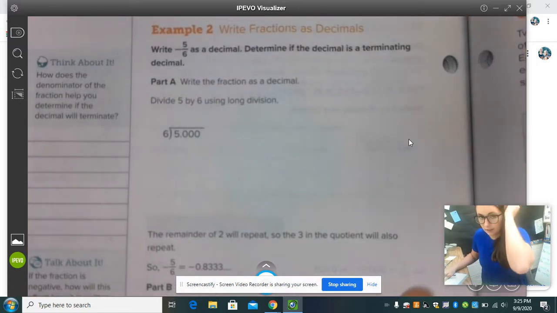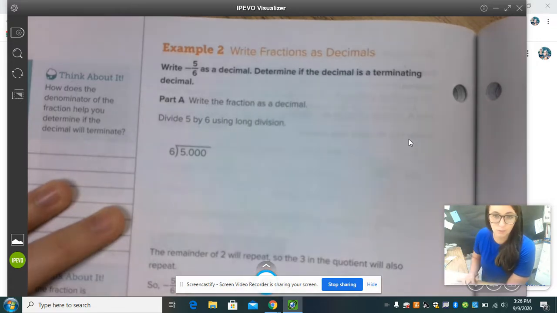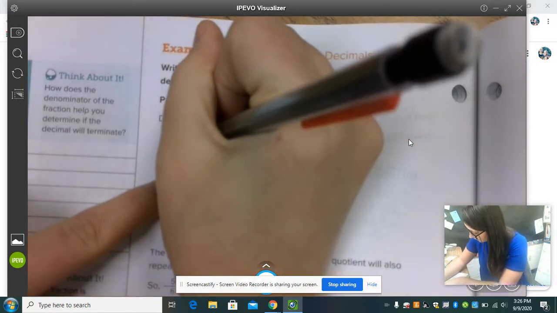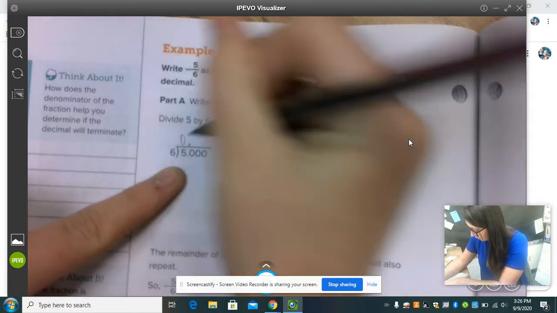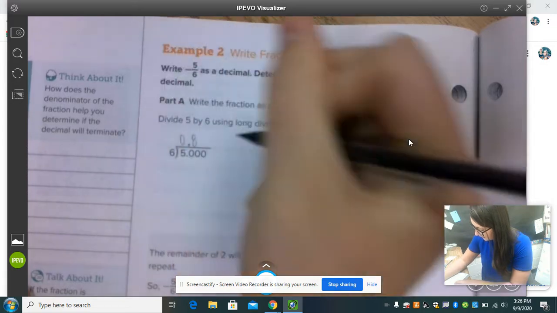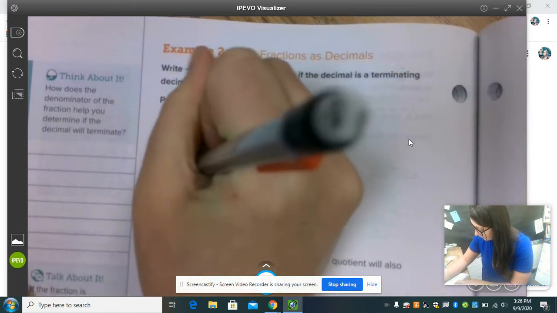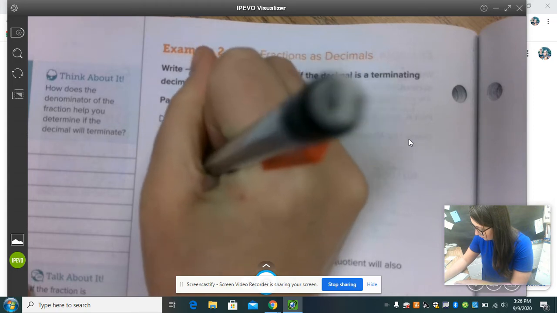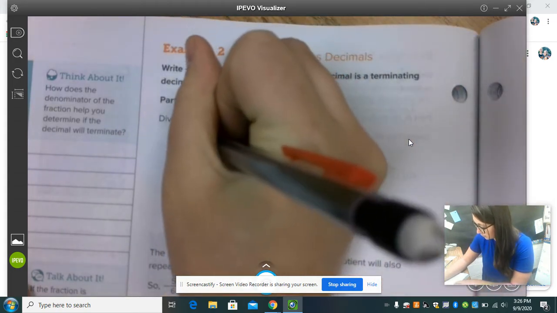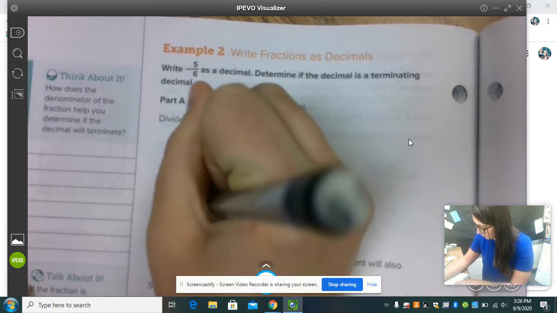All right. Example 2 says write -5/6 as a decimal. Determine if it's terminating. Okay, so same process. I'm going to go ahead and bring this up. Okay, 6 won't go into 5, but it will go to 50. 6 times 8 is 48. Got my 2. Bring down my 0. 6 is going to go into 20. 6 times 3 is 18. 2, bring down my 0.